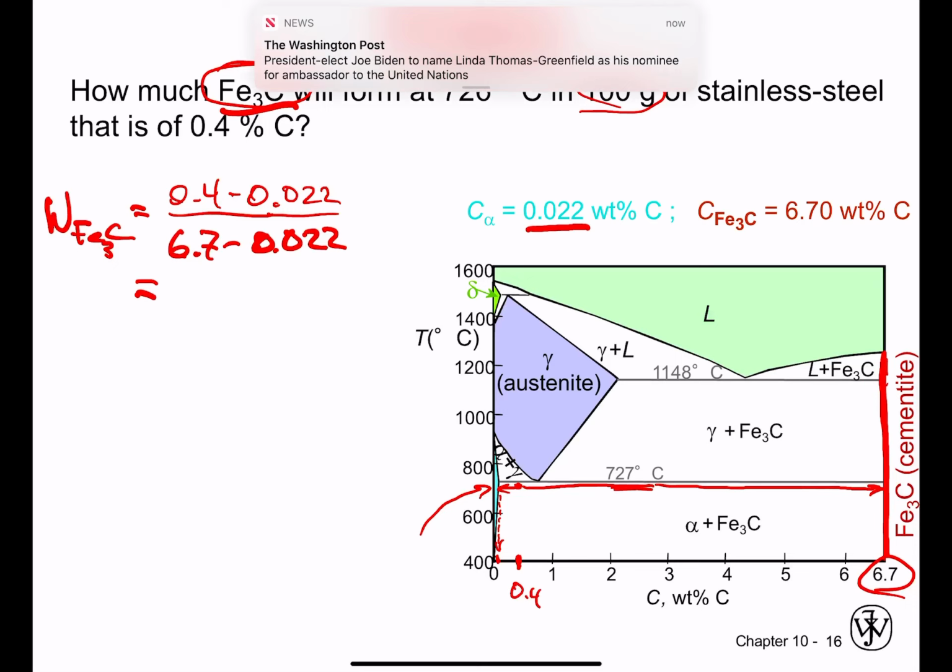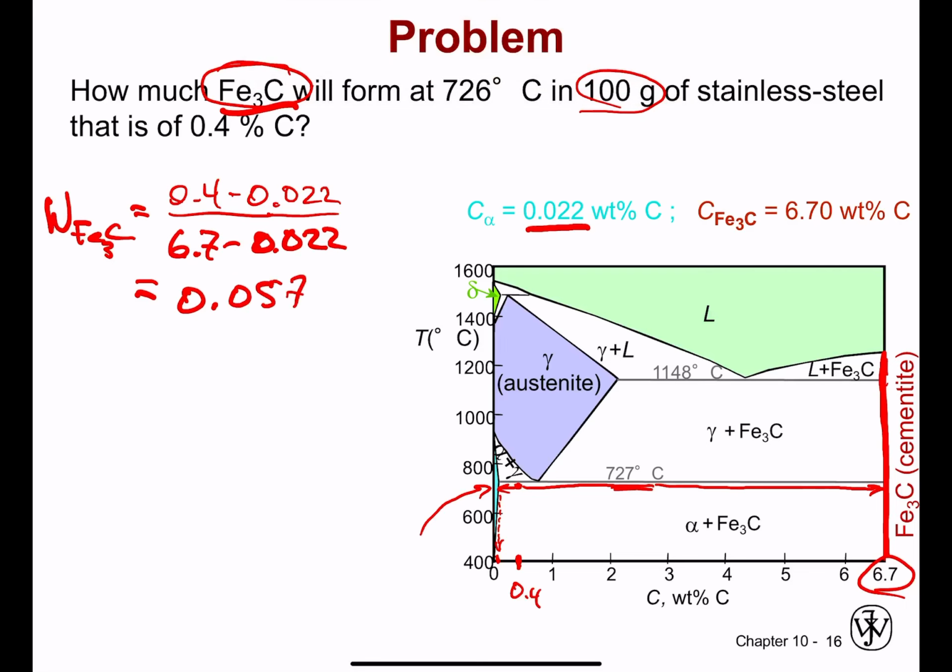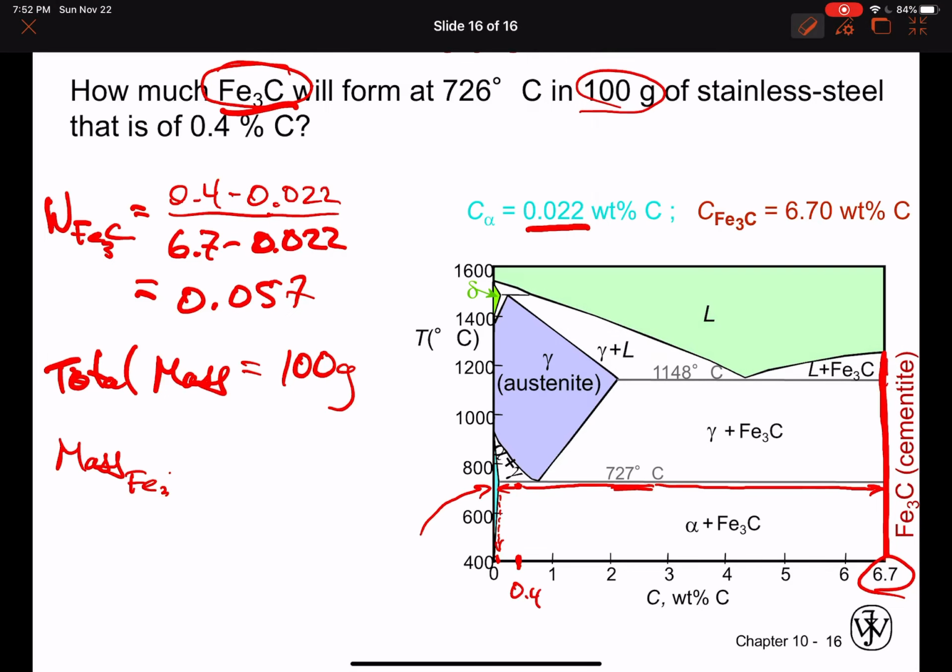So this is going to be a weight fraction of about 0.057 for the iron carbide. And of course, we know that there's 100 grams, so the total mass of the sample is 100 grams. That means the mass of the iron carbide is going to be equal to this fraction times the 100 grams. So that's going to be 5.7 grams of this iron carbide that is going to form.